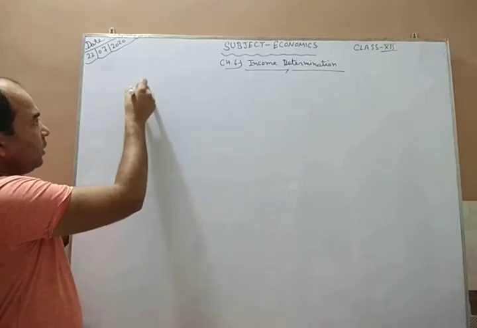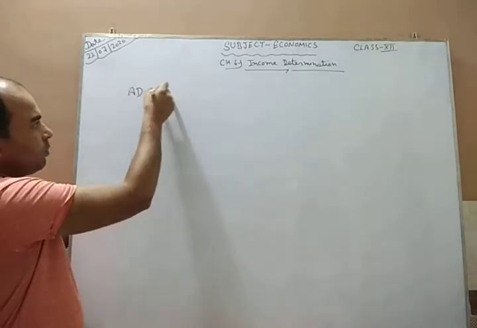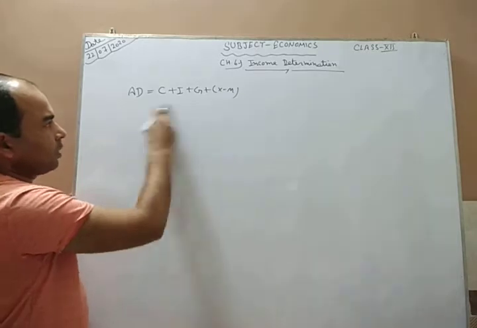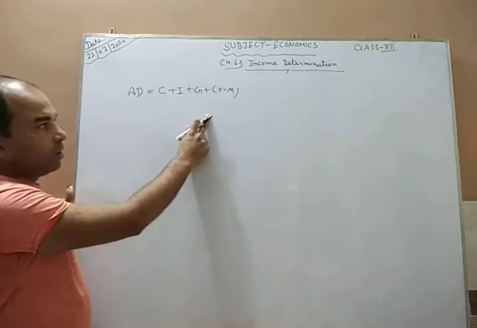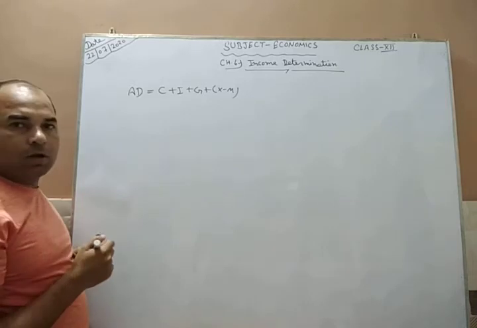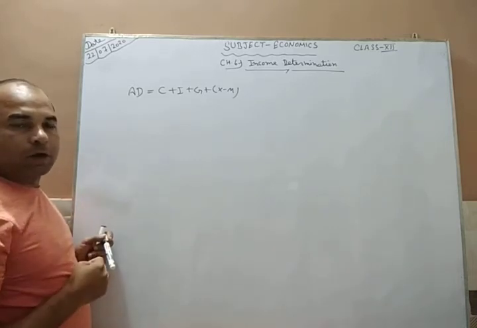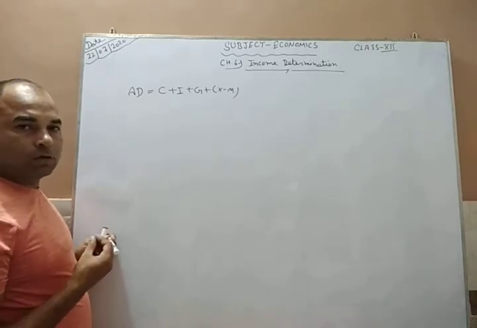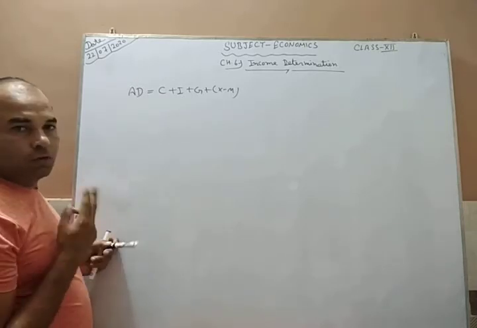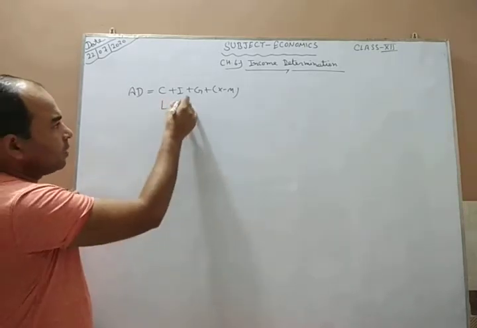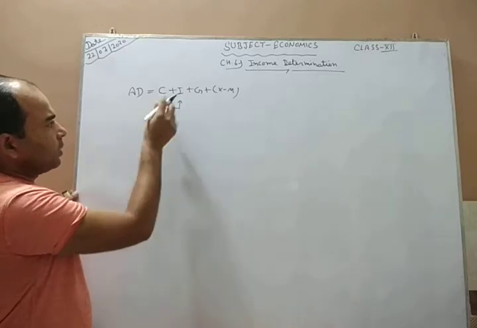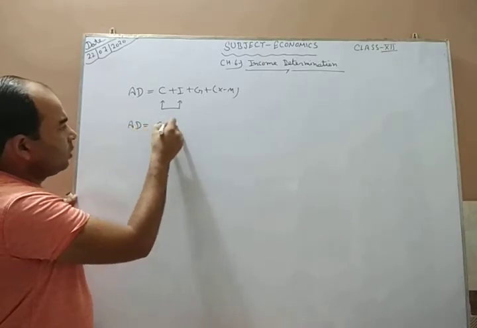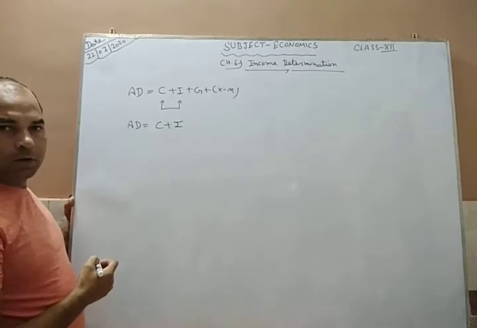that aggregate demand has the components C plus I plus G plus X minus M. This is aggregate demand, and these components are in a four sector economy. But when we discuss income determination, according to Keynes' terminology, he takes only two sectors, that is household sector and firm sector. So in a closed economy, aggregate demand will become only C plus I. This is clear to students.